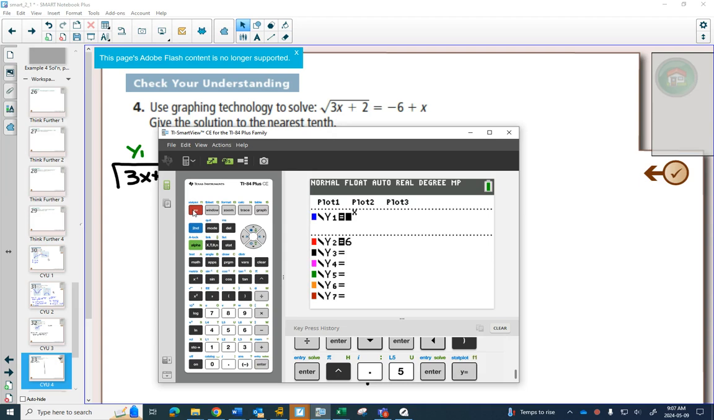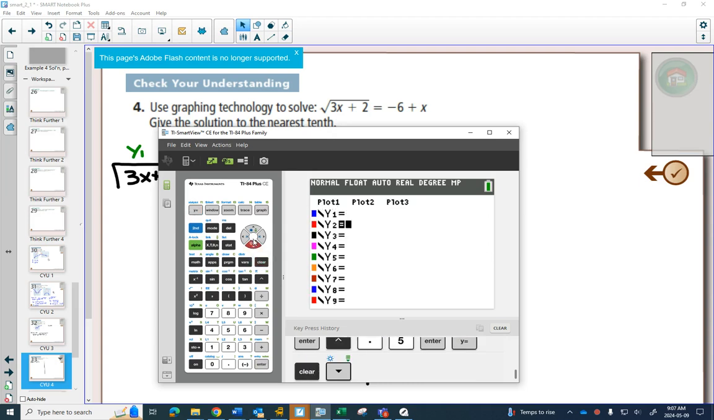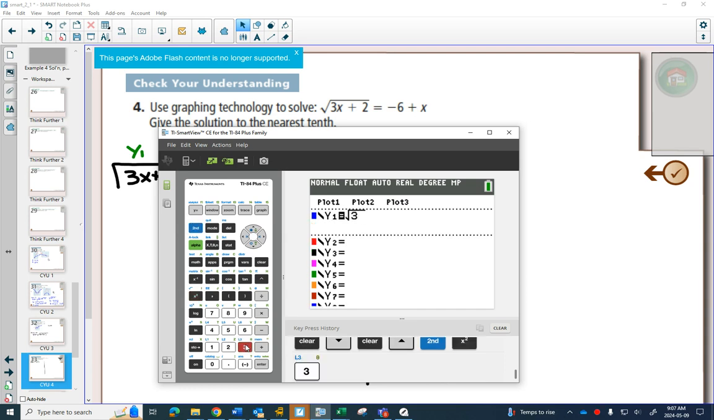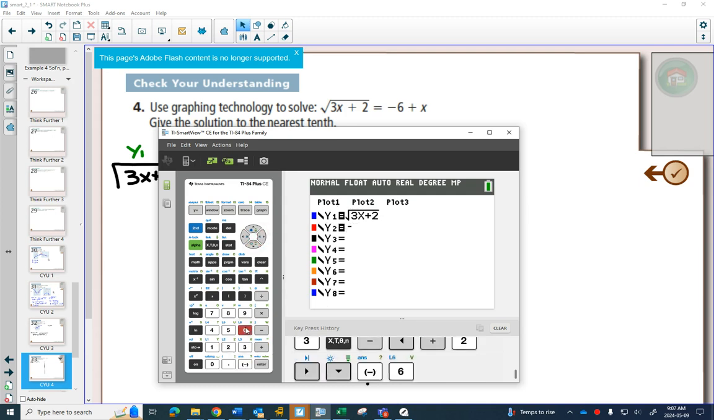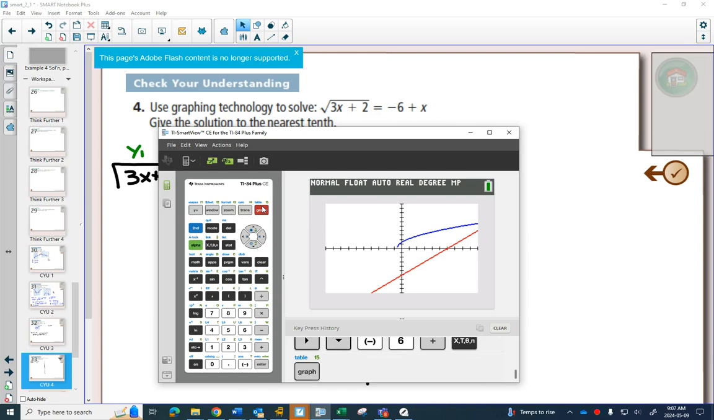So I'll do that. I'll go to my y equals on my graphing calculator, clear out whatever else I have in here, and I'll write the square root of 3x plus 2. And in y2, I'm going to write negative 6 plus x. Often students just hit graph to see if they see the graphs already. I do, which is kind of nice. If you don't see the graph, you have to think about the y1 graph and the y2 graph and use your graphing skills and try to figure out what window you should use.